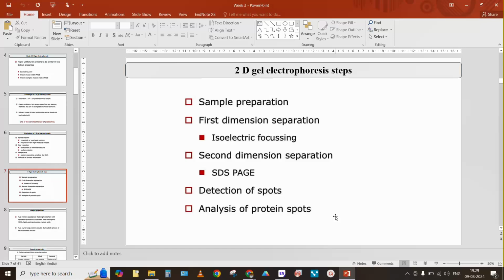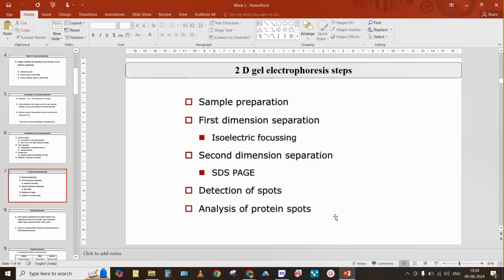After this first dimension, the next step is equilibration of the IPG strips. The IPG strips are equilibrated in a buffer containing a reducing agent like DTT to break disulfide bonds, and alkylating agents as well. An example of an alkylating agent is iodoacetamide, which we can use. This prevents reformation of the bonds. This step prepares the proteins for the second dimension, ensuring they remain fully denatured.